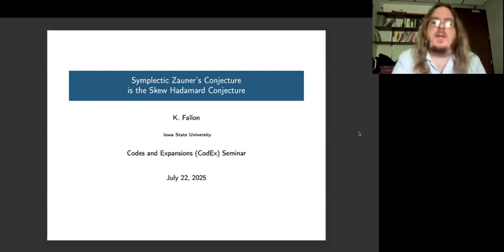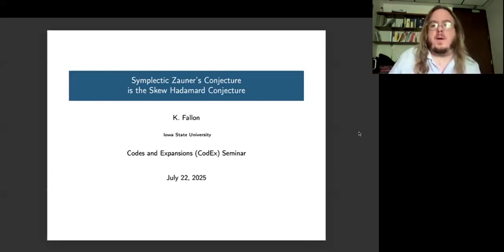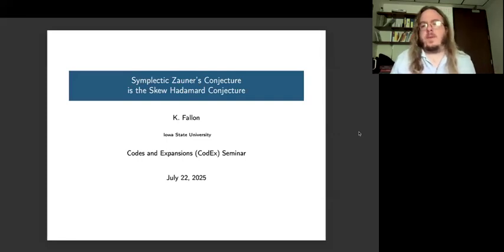So the title of the talk, as John said, is the Symplectic Zauner's conjecture is the Skew Hadamard conjecture. So this is really sort of the summary of the main result that we're going to see. Some of you might know what the second thing is. Most of you probably don't know what the first thing is. And throughout the course of this talk, I'll tell you what both are and why they are the same thing. So if you can remember this title, that'll be like a good bullet point. You'll be in good shape.